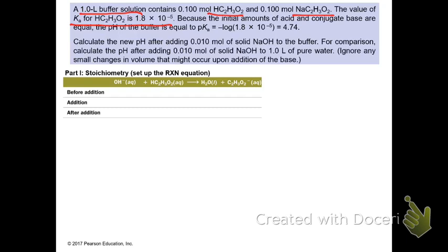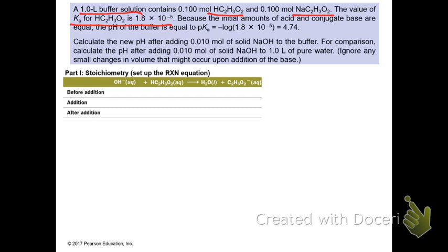All right. And because the initial amounts of the acid and conjugate base are equivalent, the pH of the buffer is simply equivalent to the pKa. Because if you were to use the Henderson-Hasselbalch equation, pH equals the pKa plus the log of the ratio, right? So if the ratio is equivalent to 1, then taking the log of 1 is equal to 0. And so pH is simply equivalent to the pKa.